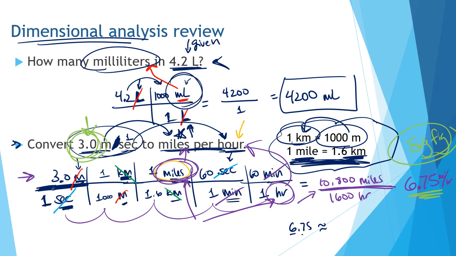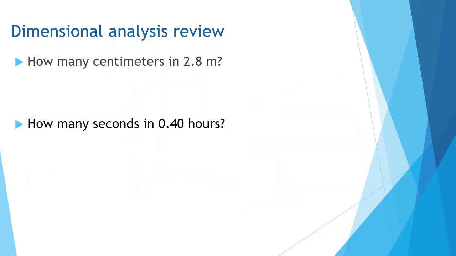I'm going to keep 2 sig figs. That 5 is going to round that 7 up to an 8. 6.8. Keep that unit label, miles per hour. Final answer. Good work. These are yours to do in Edpuzzle. Good luck.